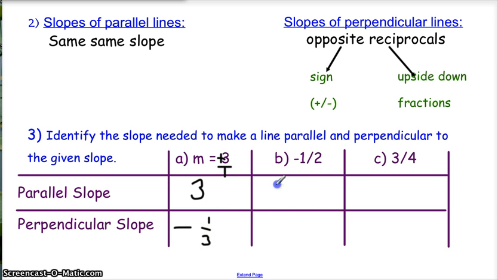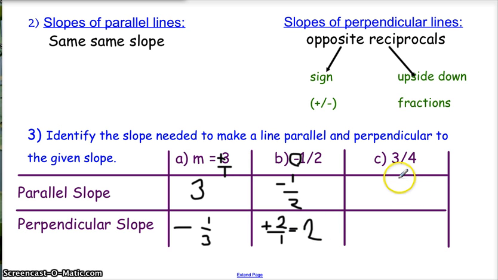Letter B, to be parallel to -1/2, it's the same value as -1/2. To be perpendicular, we need the opposite sign. Since that's a negative, opposite is a positive. Flip the fraction upside down, the 2 goes on top, the 1 goes on bottom, which leaves you with 2.